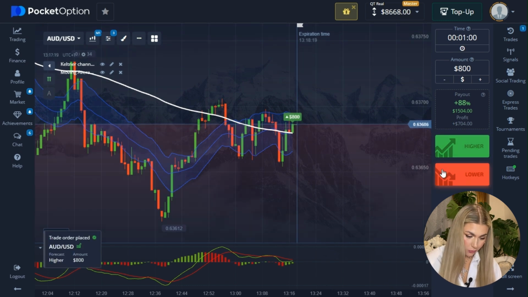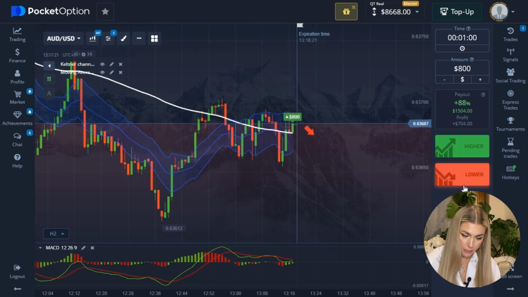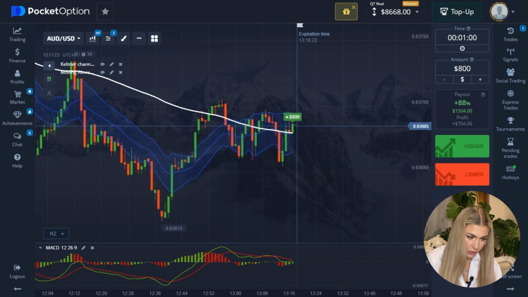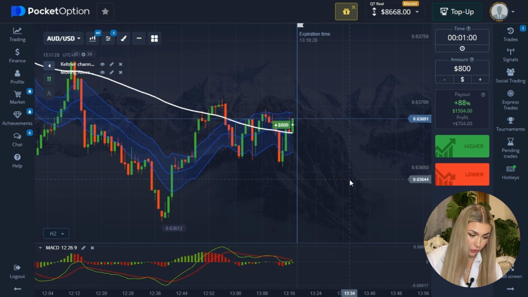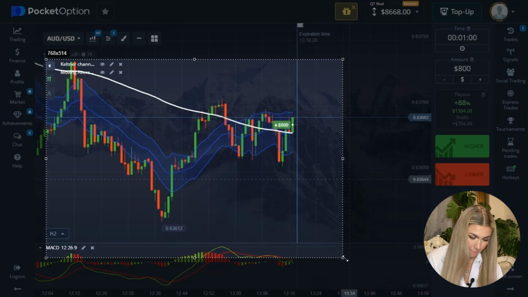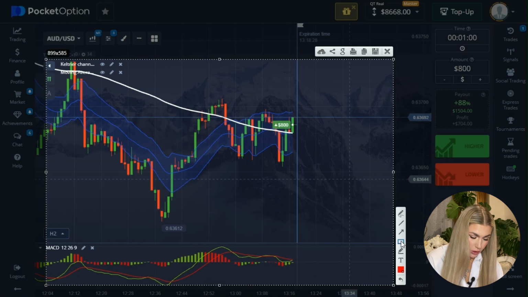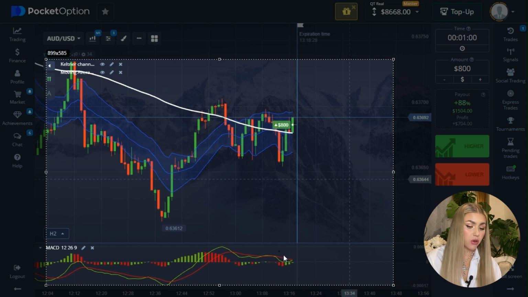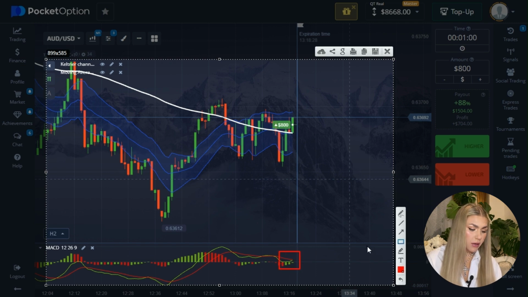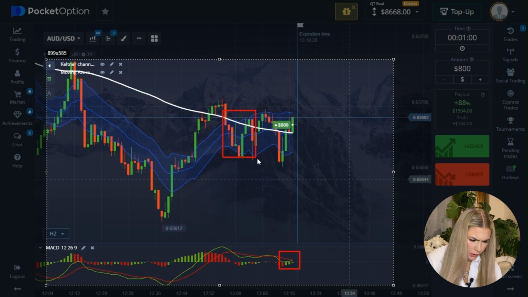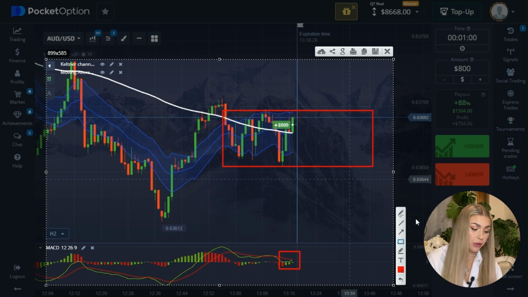Alright, let's open a deal to forecast a rise in quotations. Let's look at the chart and talk about market signals that tell us about the potential for growth. So we see that there is a pronounced crossing of the MACD indicator lines. The green crosses the red from the bottom up. This is a signal to grow. And at the same time, the chart is moving sideways within this price corridor.